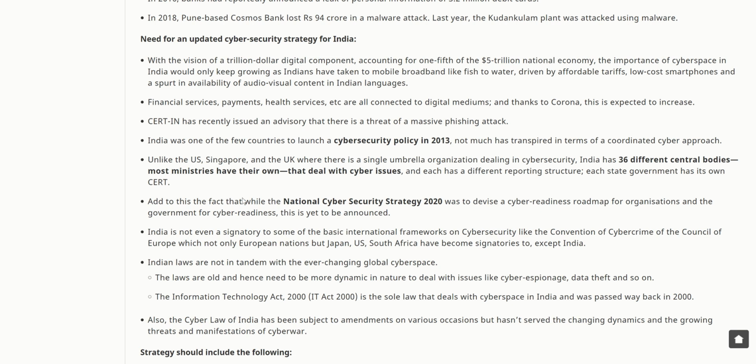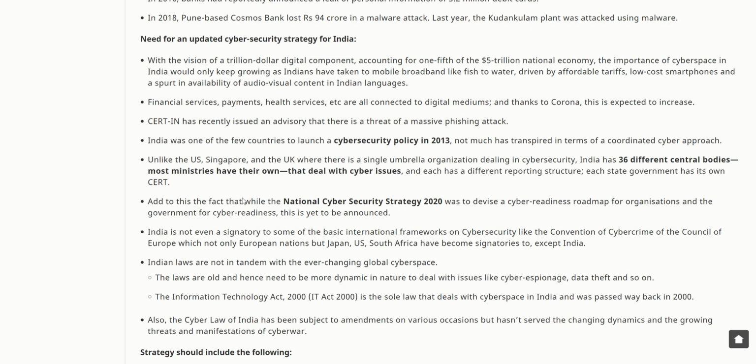India was one of the few countries to launch a cybersecurity policy in 2013. Not much has transpired in terms of a coordinated cyber approach. Unlike the US, Singapore, and the UK, where there is a single umbrella organization dealing with cybersecurity, India has 36 different central bodies. Most ministries have their own that deal with cyber issues, and each has a different reporting structure. Each state government has its own CERT.